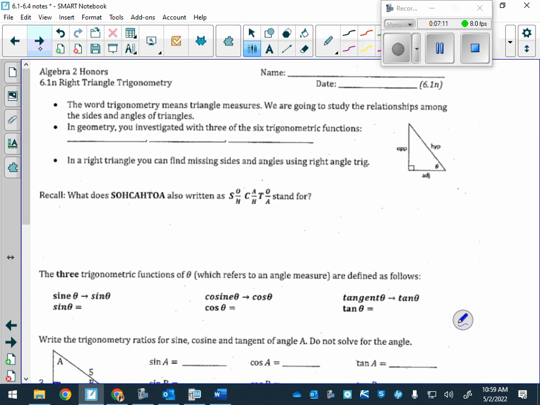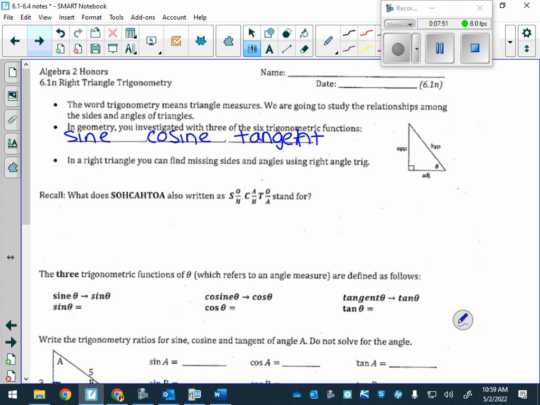The word trigonometry means triangle measures. Okay, we're going to study the relationships among sides and angles of triangles. In general, altogether, there are 6 trig functions. However, with geometry and this class, we're only going to look at 3. Those of you continuing to pre-cal will then look at all 6. We are only focusing on sine, cosine, and tangent. Those are the 3 we're going to still focus on and do a little bit more with.